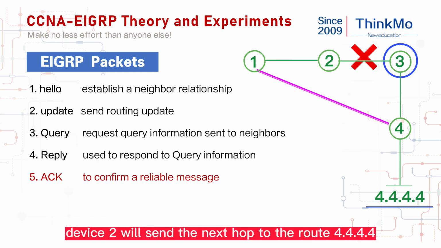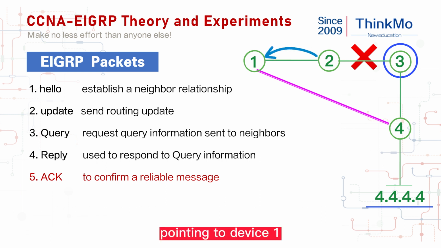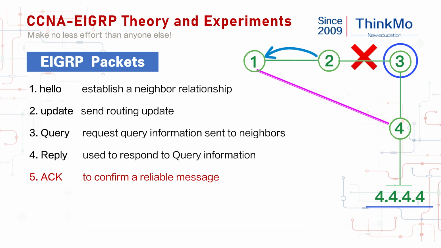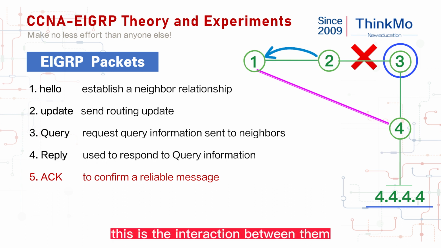Device 2 will send the next hop to the route 4.4.4.4, pointing to device 1. Then it completes the data forwarding. This is called sending a request to a neighbor, the query, and the response. This is the interaction between them.